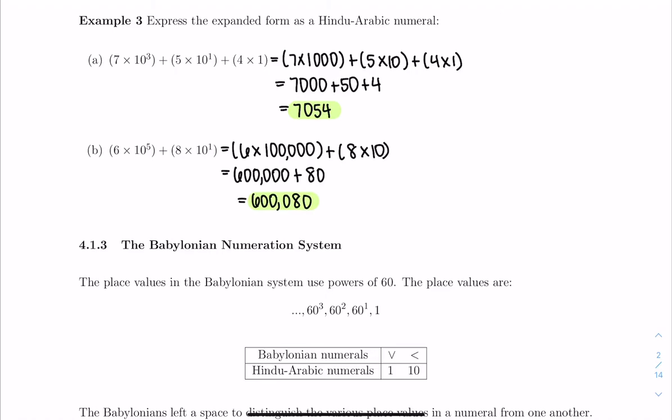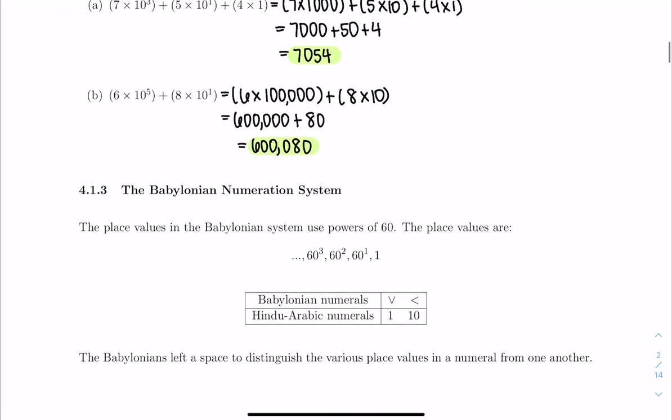They also don't have the digits of 0 through 9. They have 2 different symbols. They have what looks like a V, which is a 1 in our system, and then they have what looks like a less than sign, which is a 10 in our system. And Babylonians left a space to distinguish the various place values in a numeral from one another.